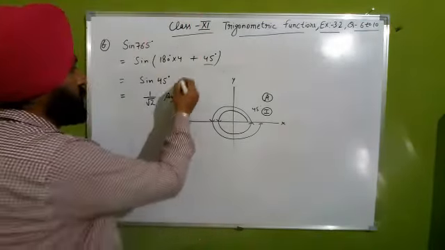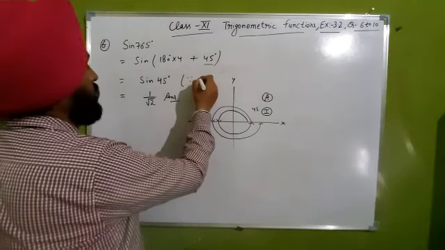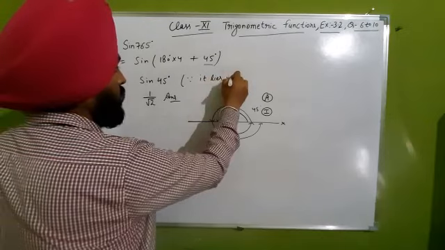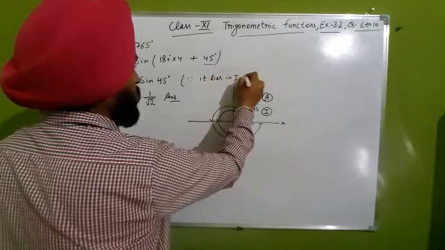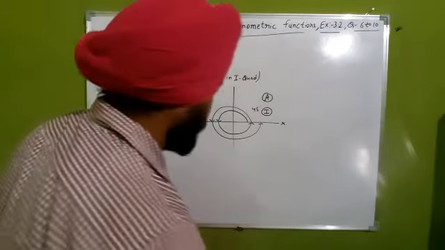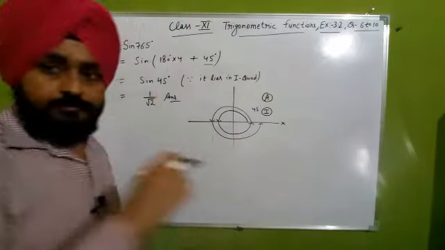You can write here, because it lies in the first quadrant, so it is 45 degree there. Clear?